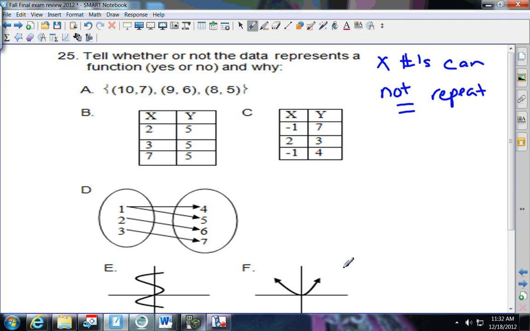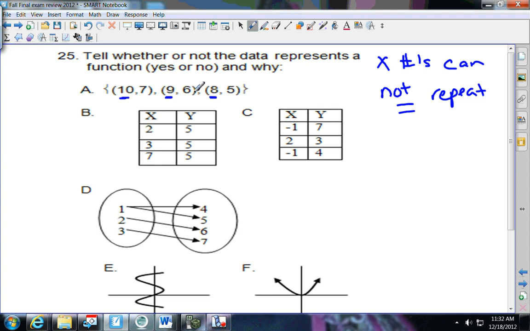So right here it says, tell whether or not the data represents a function. Yes or no, and say why. Well, there's my X, there's my X, there's my X. Do the Y's matter? No, the Y's are like my ex-boyfriends. They don't matter. Duh. All right, anyway.